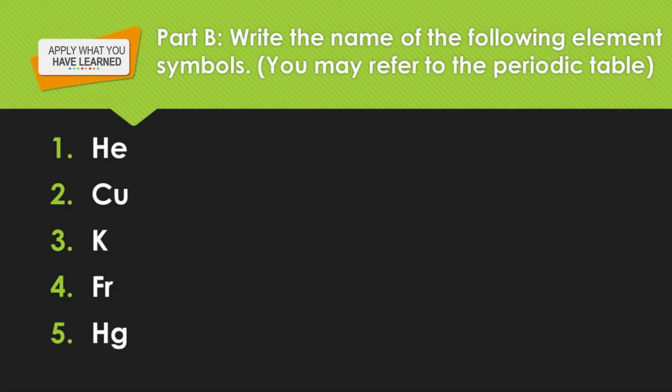Part B. Directions. Write the name of the following element symbols. You may refer to the periodic table. 1. He. 2. Cu. 3. K. 4. Fr. 5. Hg. Write your answers in your notebook and pause the video if you need more time.